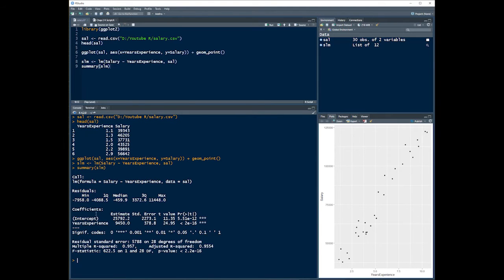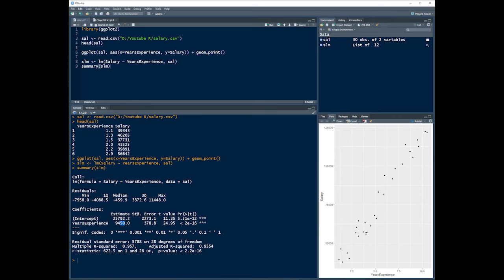Next we have the coefficients data. We have the estimate column, and in the rows we have the intercept and the years of experience. Since we have only one independent variable and we're talking about simple linear regression, we only have the intercept and only one variable here, and the estimates are given here. The intercept estimate is this value, and the slope, or the coefficient of years of experience, is given here.